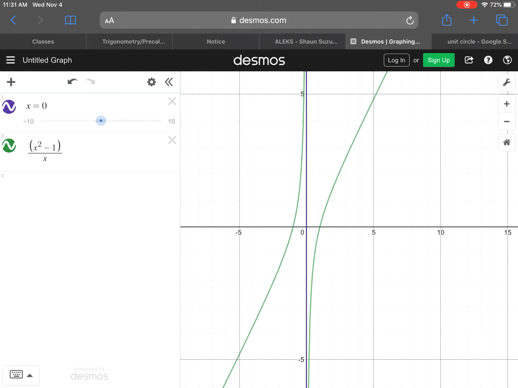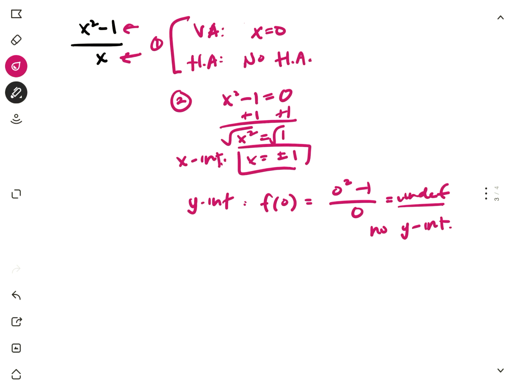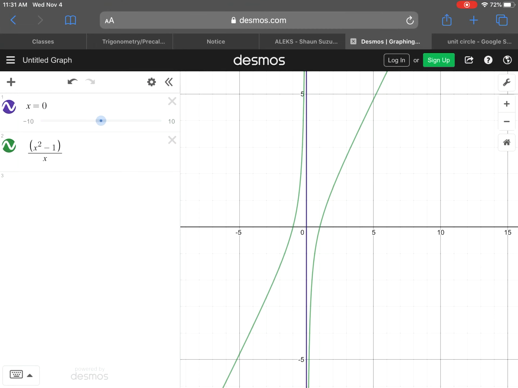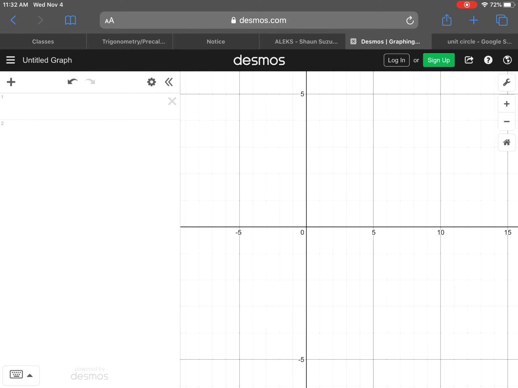And we also said, what did we say here? There's no y-intercept. So yes, notice that because the graph never actually crosses the y-axis, there's no y-intercept. So that's an example of what our graph should look like from our analysis. Okay, so good job on that one. Let's do one last one.